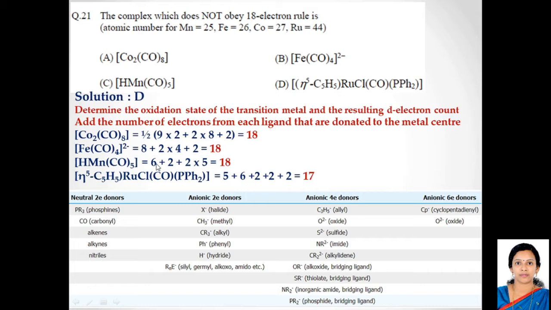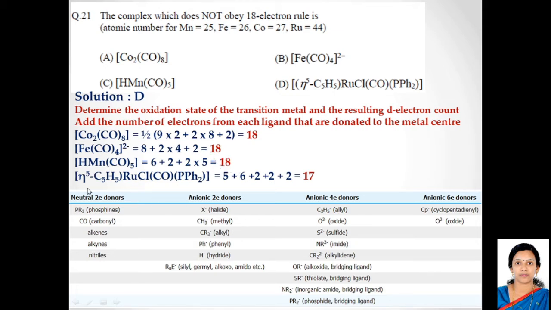That is 4s2 3d5, so 7 valence electrons, but because it is a plus 1, you remove 1 electron, so that gives you 6 valence electrons for manganese. Now 6 plus the hydride ligand donates 2 electrons, so you add 2 to that, and then 2 from each of these 5 carbonyl ligands. So you add 2 multiplied by 5, and when you do that, you will get 18 valence electrons.